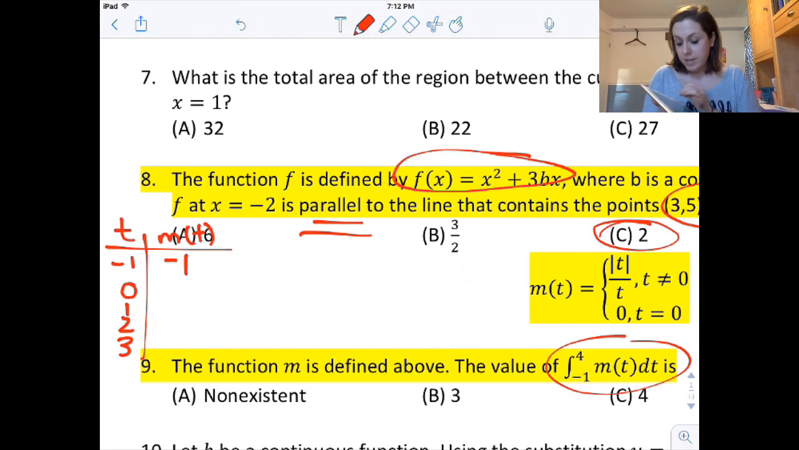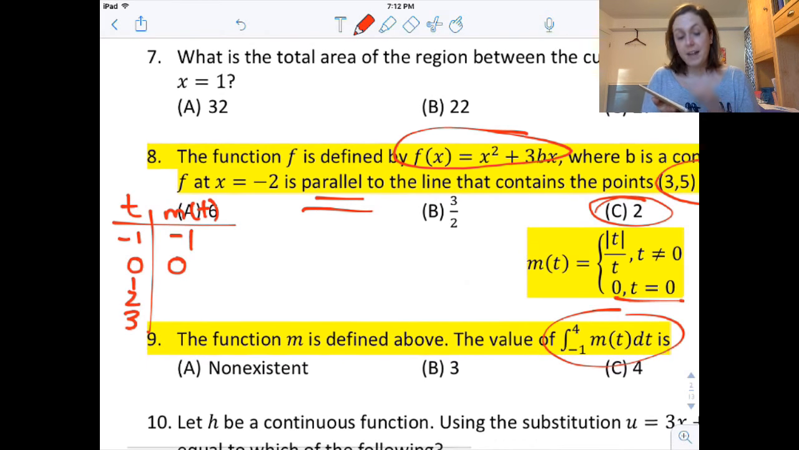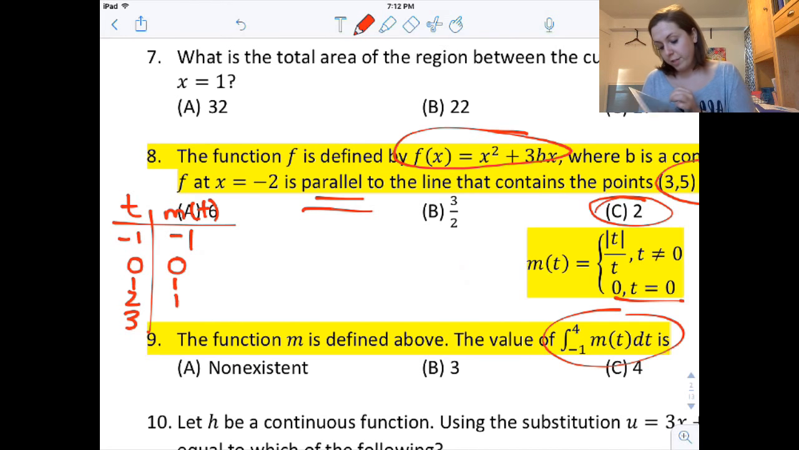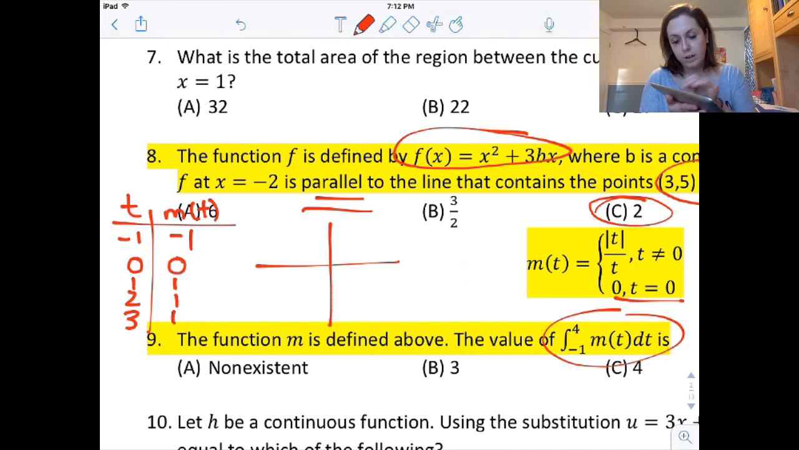I know at 0 it equals 0. They tell me that right here. And then I'm going to plug in these other ones. So 1 over 1 is 1. 2 over 2 is 1. 3 over 3 is 1. So here's what I'm getting. I'm getting this look to this function. So it has x equals negative 1 up to 0. At 0, it's defined right there. And after 0, it's defined up here at 1. And the reason it's flipping signs there is because of the absolute value.